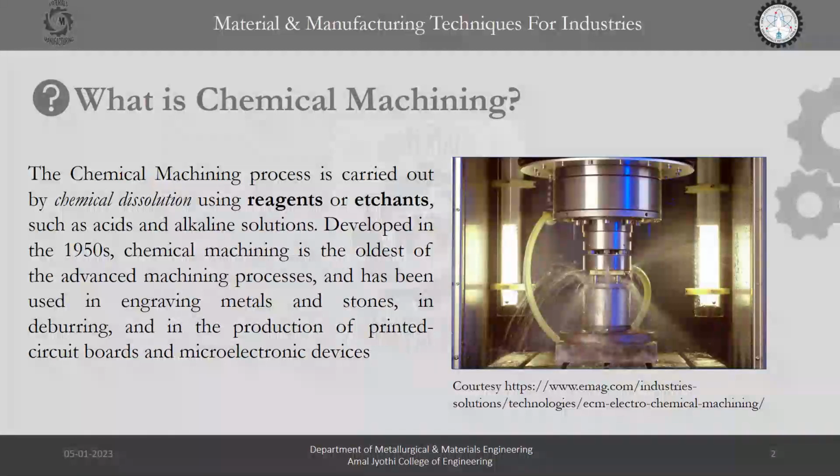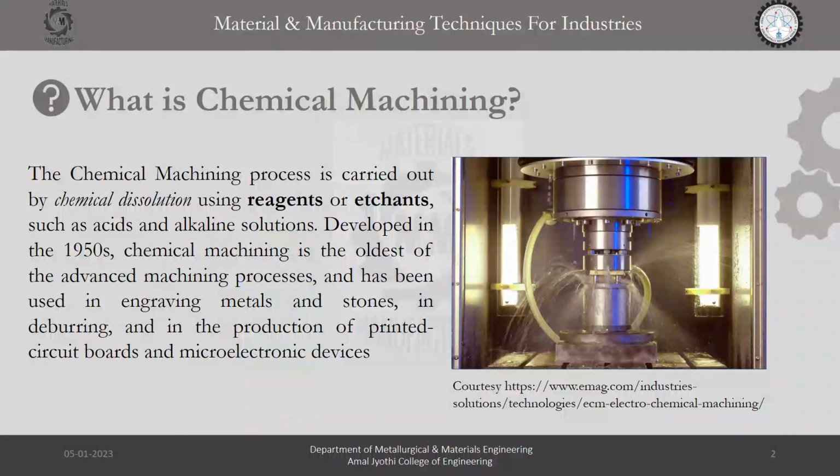So this chemical machining process was developed in the early 1950s, and it is one of the oldest and most advanced machining processes and has been used in engraving metals and stones, in deburring, and in the production of printed circuit boards and microelectronic devices. There are different types of chemical machining processes. The main ones are the chemical milling process and the chemical blanking process.